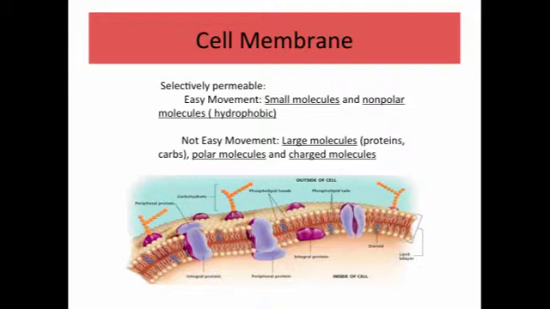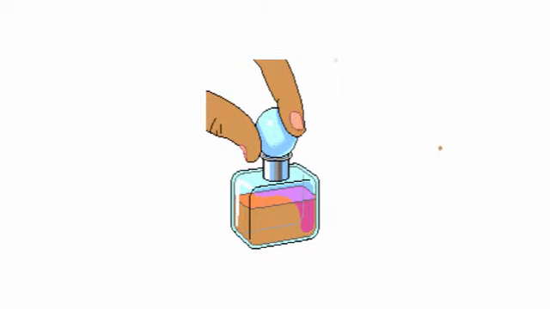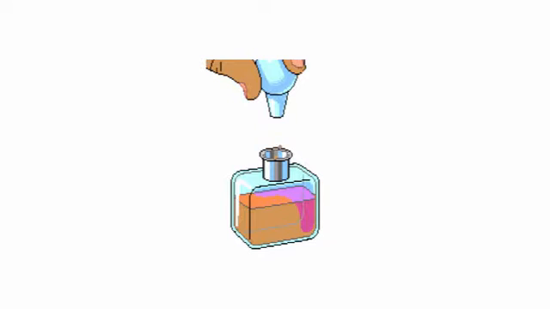So let's look at what the process of diffusion is. By definition, diffusion is the net movement of molecules from a region of high concentration to a region of low concentration until it reaches equilibrium. That's like taking a bottle of perfume where I have a high concentration inside the bottle and it's capped. I open up the cap and some of that is going to move to where there is a lower concentration until it reaches an equilibrium, or until it's evenly dispersed in the area that it was let go of.